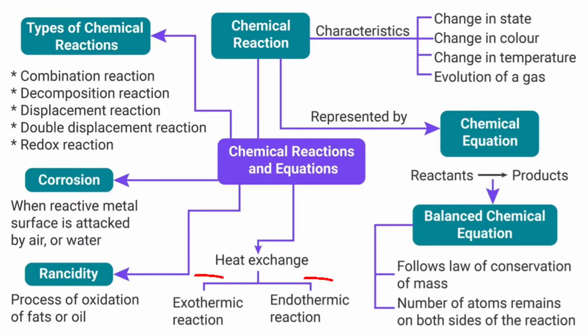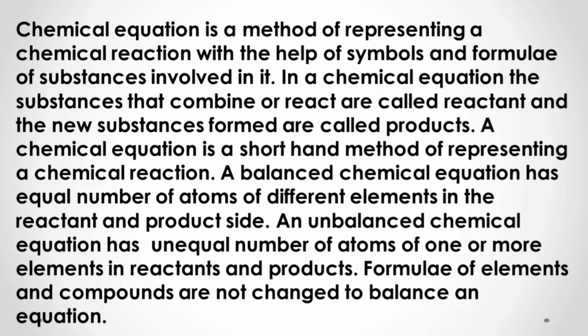Chemical reactions are also classified as exothermic and endothermic based on the exchange of heat. If heat is released in a reaction, we call it an exothermic reaction. And if heat is absorbed in a reaction, we call it an endothermic reaction. So this is a gist or a summary of the whole chapter through a concept map. You can copy this concept map so that you can learn it later.